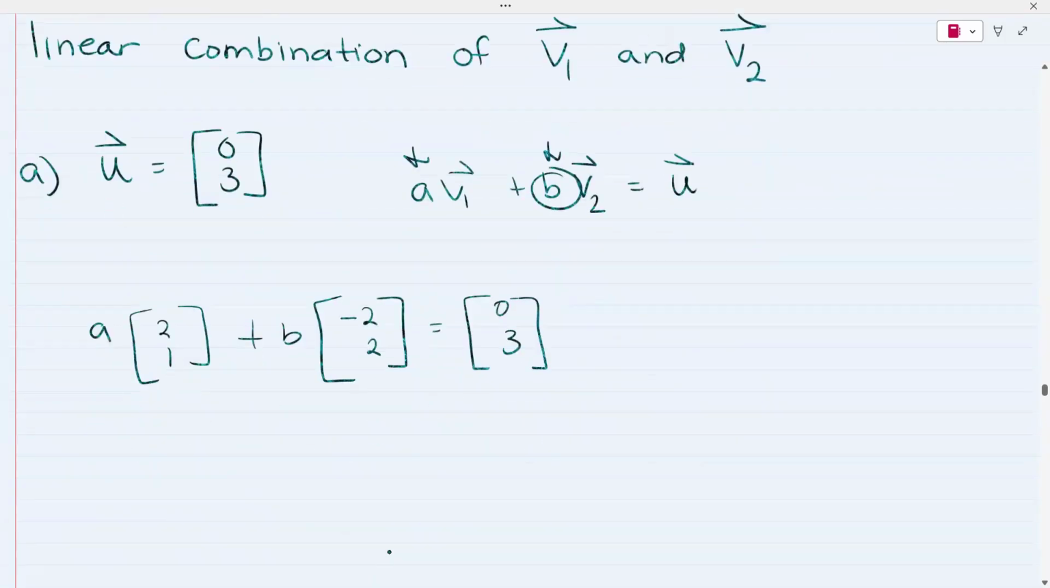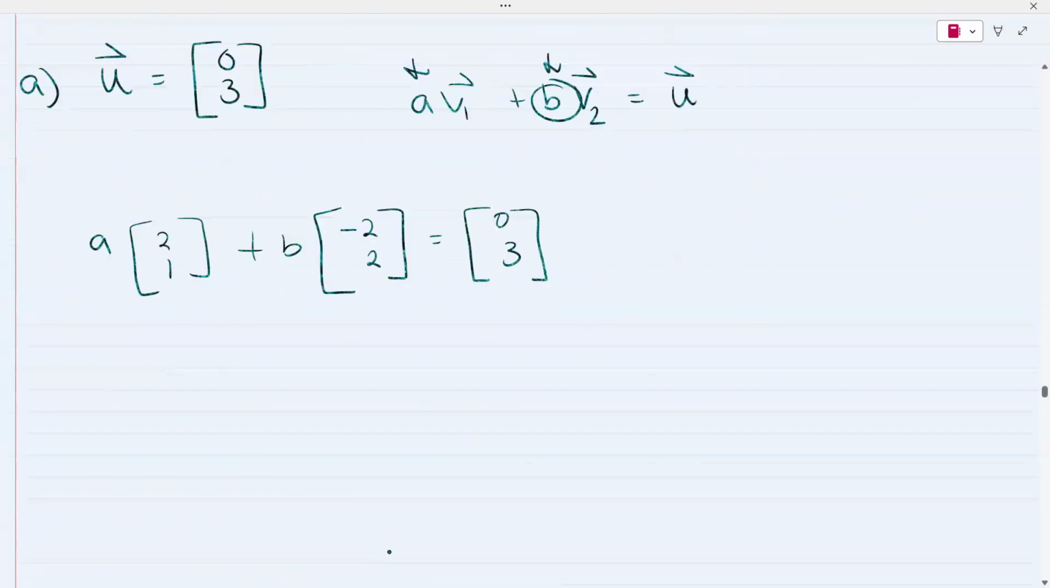Okay, so what we have to do is set it up as a matrix. So what this really means is a times vector v1 plus b times vector v2 gives you vector u. So that means u is allowed to be in the span.